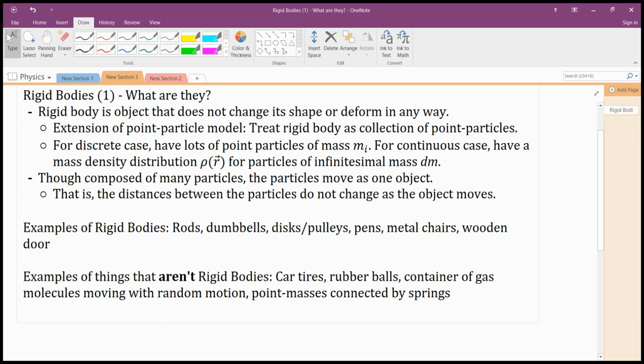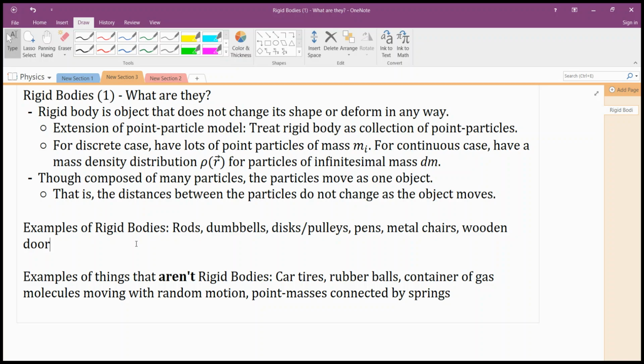By contrast, here are some examples of things that aren't rigid bodies. Car tires, for example, as they roll about, they bend and change their shape. They are deforming as they move. Or rubber balls, for example, they hit the ground and they bend and change their shape as they bounce off the ground. We could also have even more extreme examples, like suppose we have a container of gas molecules which are just moving about with random motion. They are not moving together as one object. They are not a rigid body.